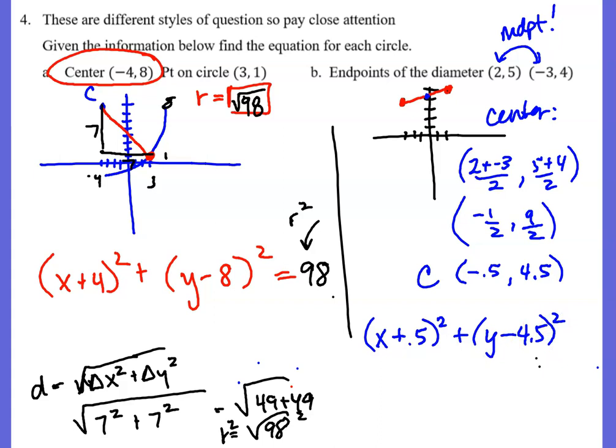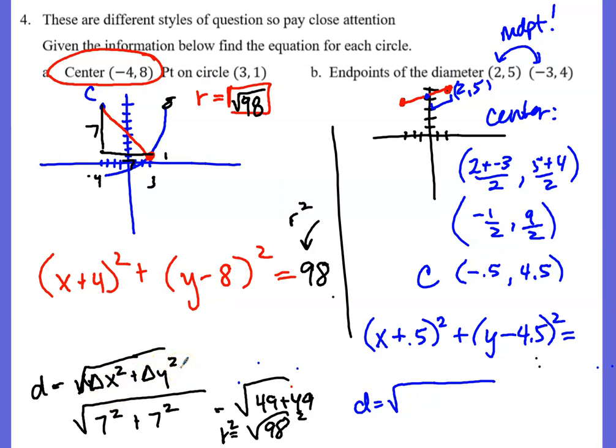And then to get the radius, now this one's going to take a little work. I'd have to find the distance from the center to one of these points. It doesn't matter which one. I'm going to go ahead and find the distance here to 2, 5. So I'm going to find the distance from there. So remember, the distance is the change in x squared plus the change in y squared.